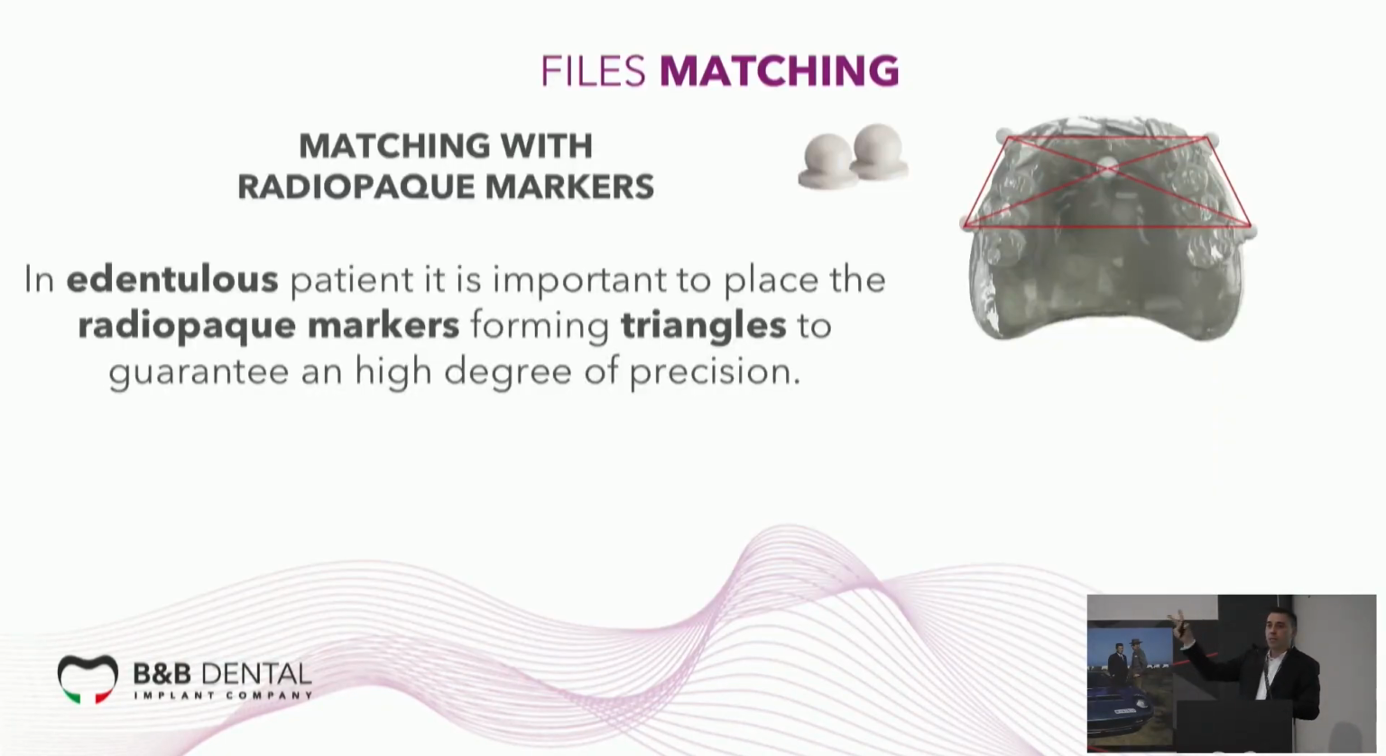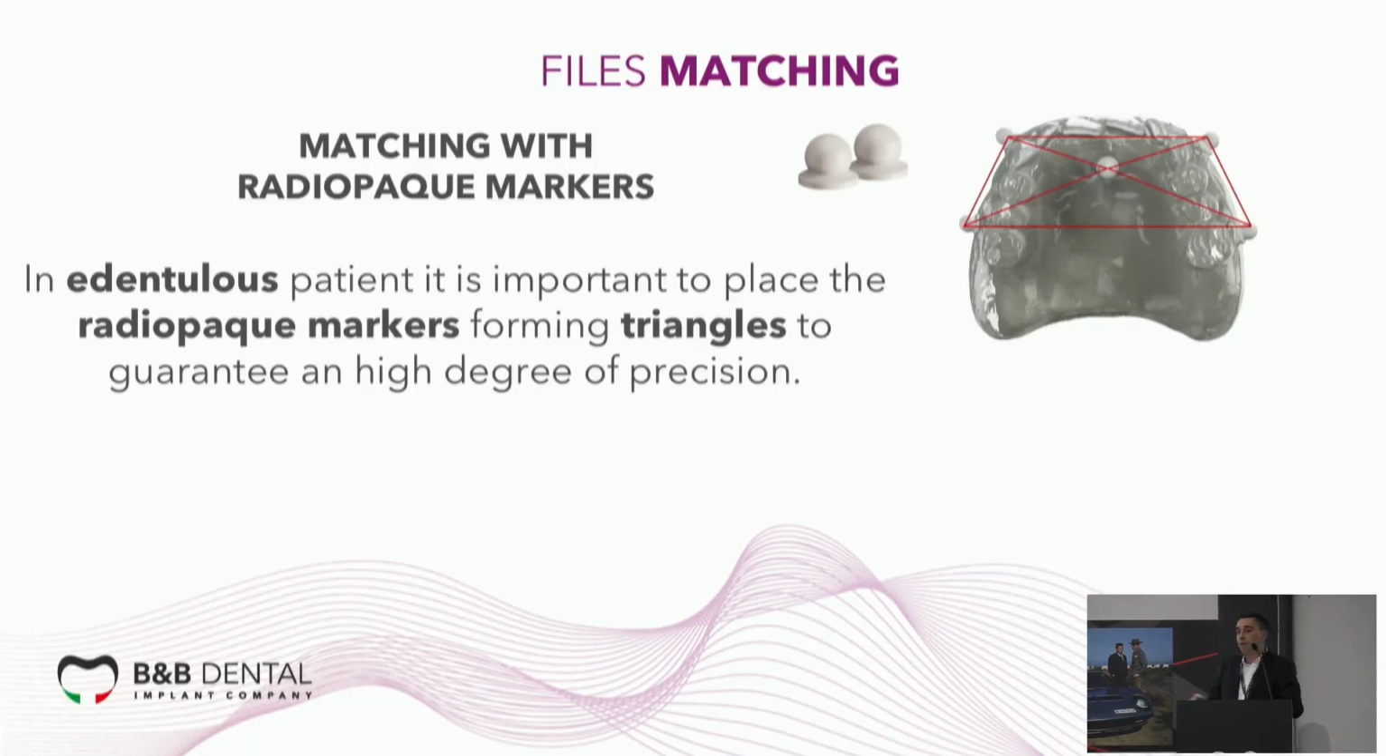Two different types of matching. The first one is by radiological template. In an edentulous patient, okay, if the patient doesn't have any teeth in his mouth, you have to use the radiological template. It is very important. Otherwise, you can't find the matching points to align the DICOM files and the model.